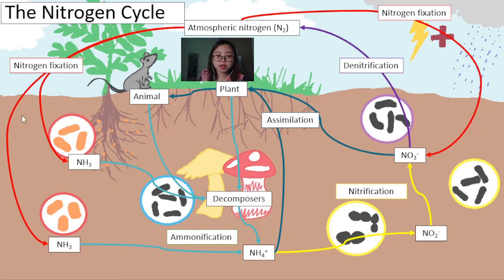Kalau kamu tengok pada gambar raja ini, kalau dia warna merah, dia adalah nitrogen fixation. Kalau dia warna biru cerah, dia adalah ammonification. Kalau dia adalah biru gelap, itu adalah assimilation. Kuning adalah nitrification. And the purple one is denitrification. So take your time to have a look at this diagram. Do try to draw this diagram yourself. Hopefully it will make you understand.